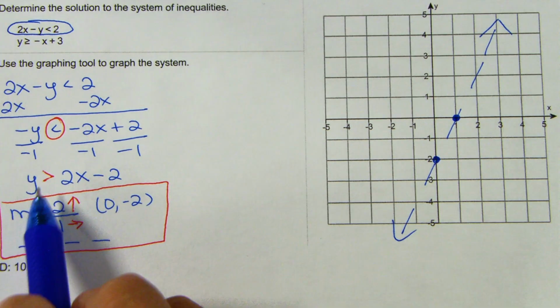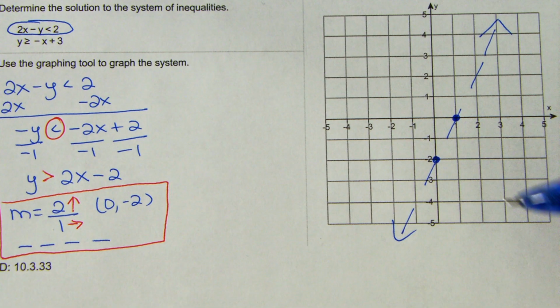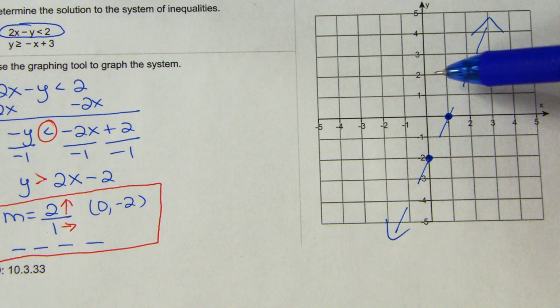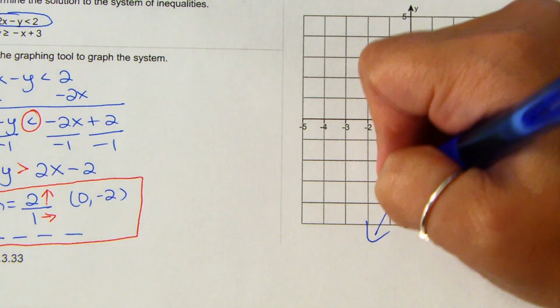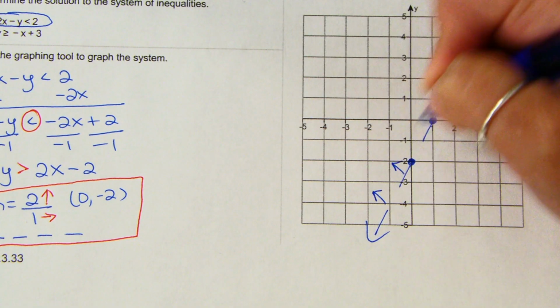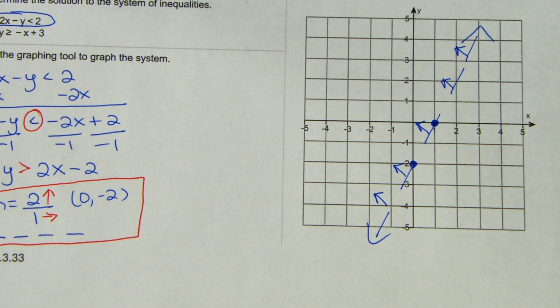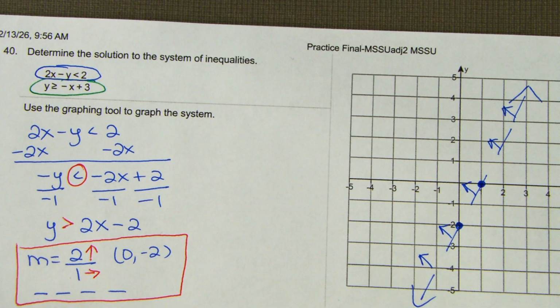Okay? And then I'm going to go look at my second inequality. And luckily for us, this one's written in the format we like. It's already there. It says y is greater than or equal to negative x plus 3. So the slope, notice there's a negative in there, is negative 1 over 1. Again, I made my whole number into a fraction so I could note the vertical movement is down 1, the horizontal movement to the right 1. My y-intercept will be 0, 3.